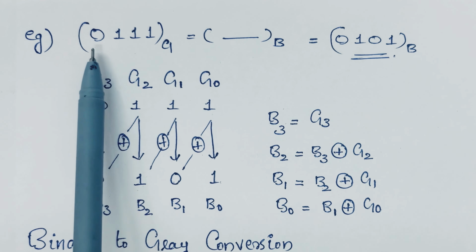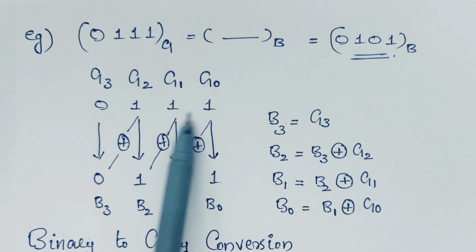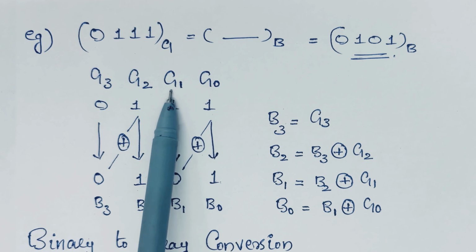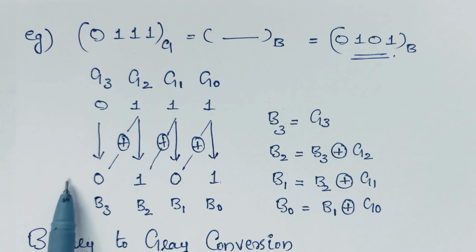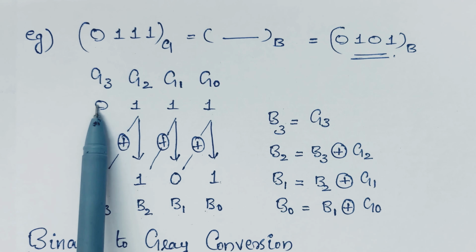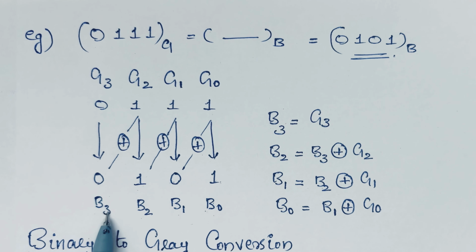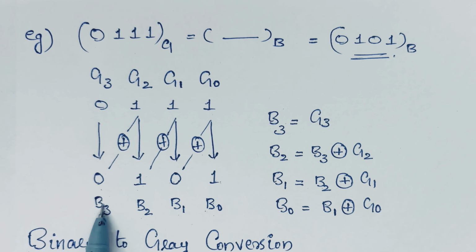The gray code given is 0111, that we are going to denote as G0, G1, G2, G3. And after conversion, in the resultant binary also, there will be 4 bits, and that we are going to denote as B0, B1, B2, B3. Now how can we convert gray to binary? First step is to write the MSB same as MSB of binary. So here the MSB is 0, that we are writing as MSB in binary.